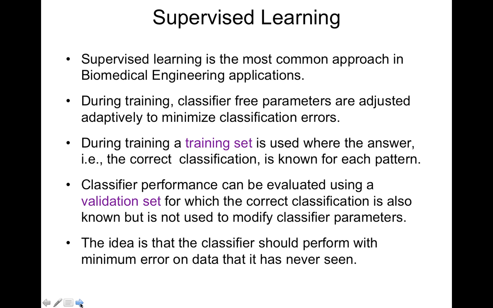During training, the free parameters of the classifier are adjusted to minimize classification errors, and this can be an iterative process. You use a training set where the answer or the correct classification is known for each pattern. The classifier performance is then evaluated using a validation set for which you also know the correct classification, but it's not used to modify classifier parameters. And the idea is that this classifier should perform with minimum error on data it has never seen.